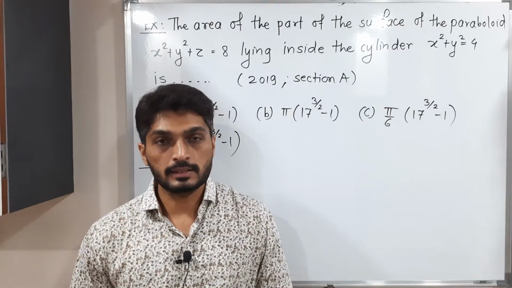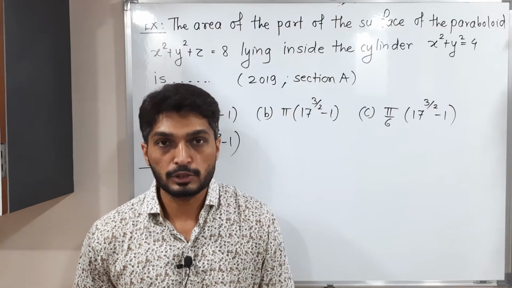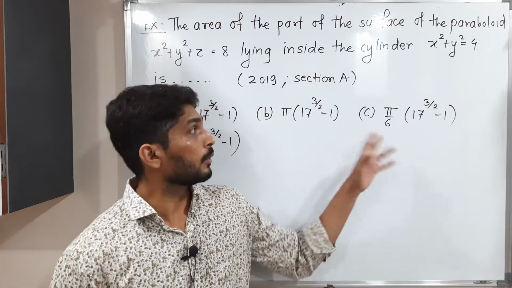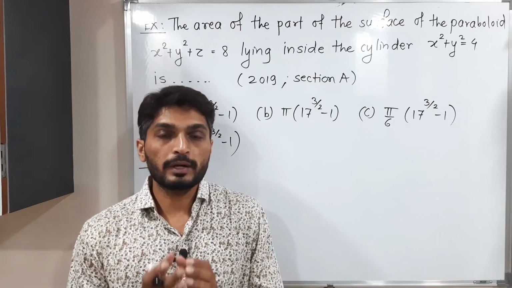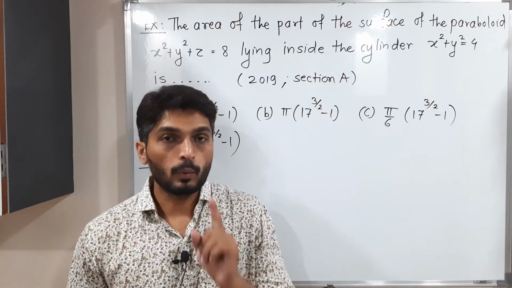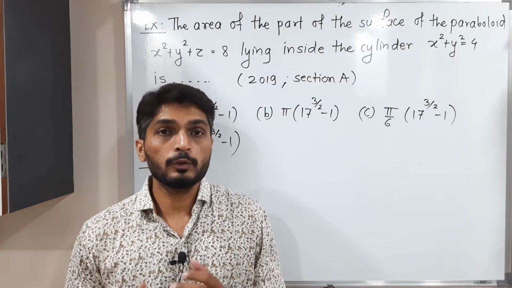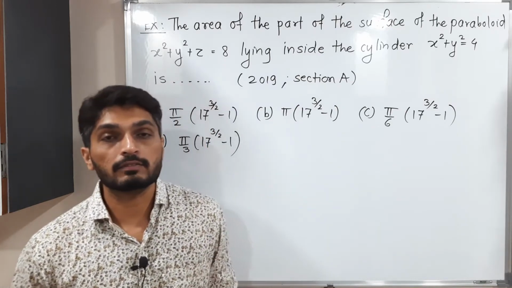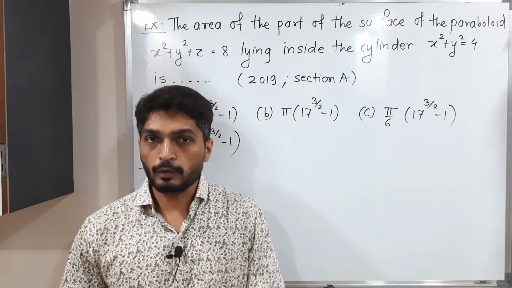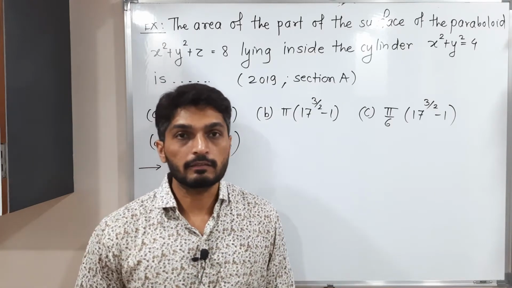Let us discuss this example which was asked in the IIT JAM examination in the year 2019, in Section A. They provide 4 options and out of these 4, only one option is correct. What we have to do in this example is find the surface area. Do you know the formula for finding surface area? Let me write that first.